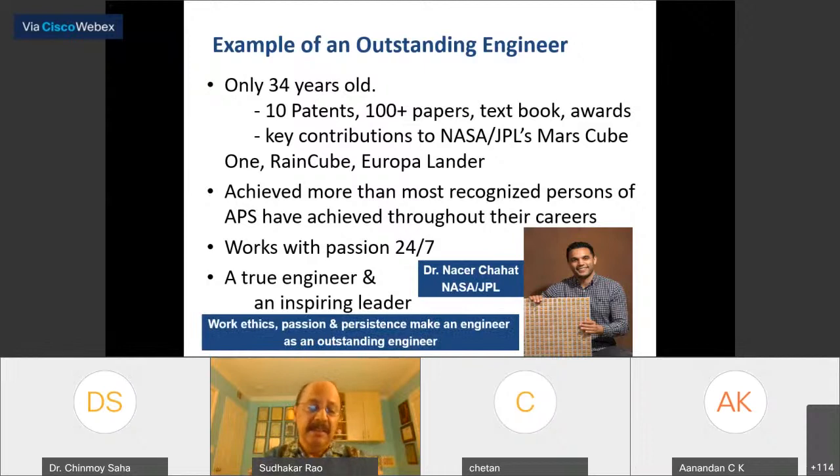So work ethics, passion, persistence, they make an outstanding engineer. You have to always work with passion, and there's no 8 to 5 job and weekends. It's always 24/7. Sometimes you have to go in on Saturdays and Sundays when your design is not working or is under test, because a lot of technicians will be there. You have to always be on your toes if you're in the industry.